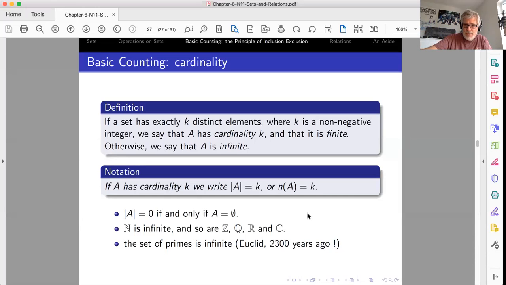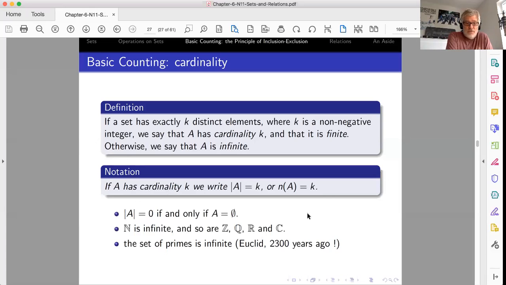So the next topic is just some very, very basic counting techniques, extremely basic. Let's just define what we mean by cardinality of a set. If you have a set which has k distinct elements, where k is a non-negative integer, could be 0, then we say that the set has cardinality k, and it's finite, otherwise it's infinite.